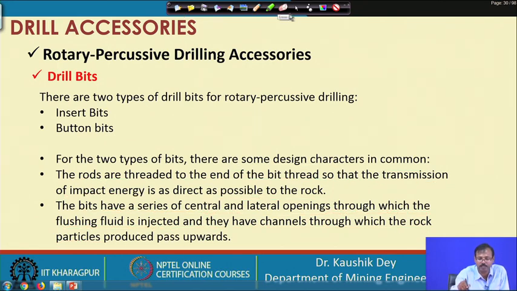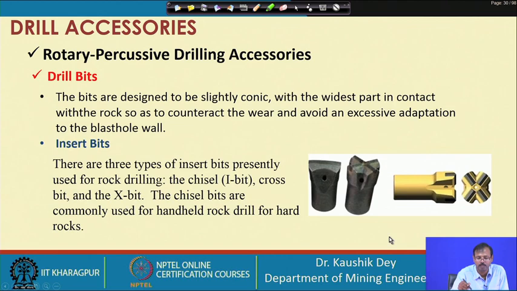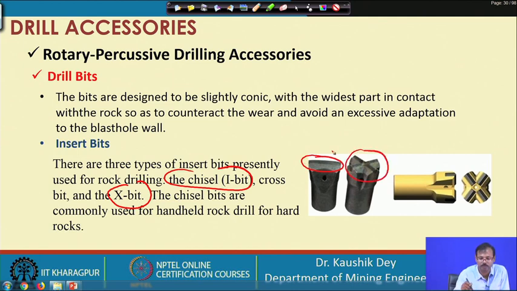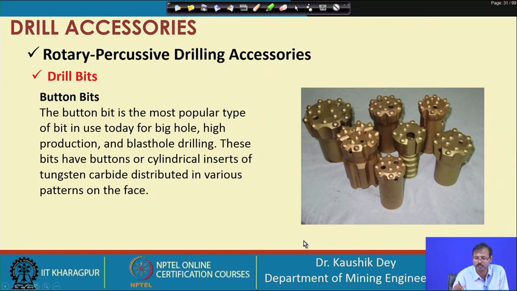Essentially, most of our bits are made of tungsten carbide. You can see these are the insert bits, either of I section chisel type or this is I section chisel type, these are of cross. These are the button bits, you can see the buttons. You can see the tungsten carbide buttons are placed as per the design specifications.